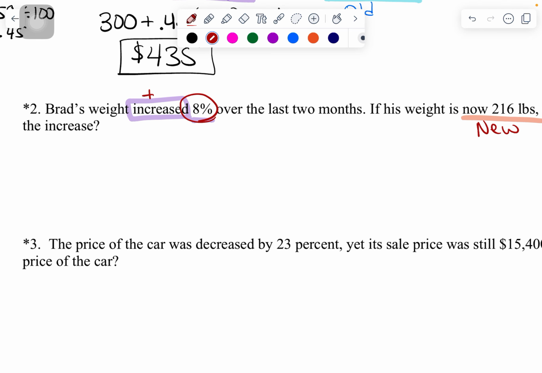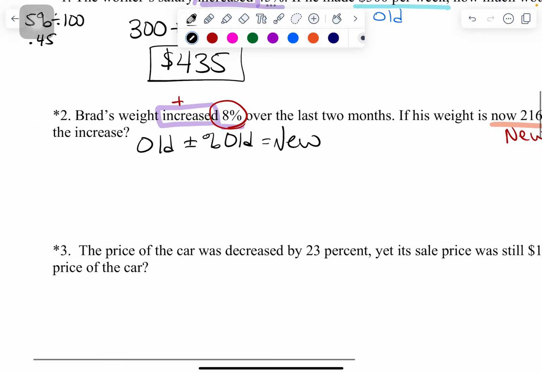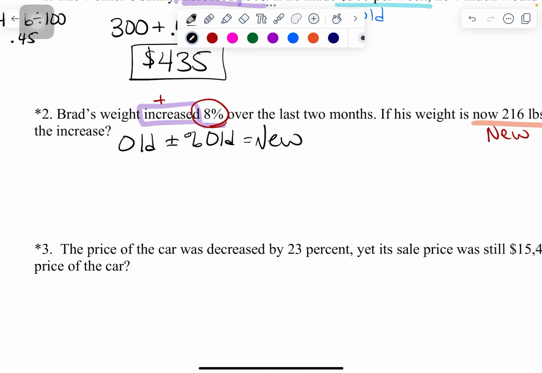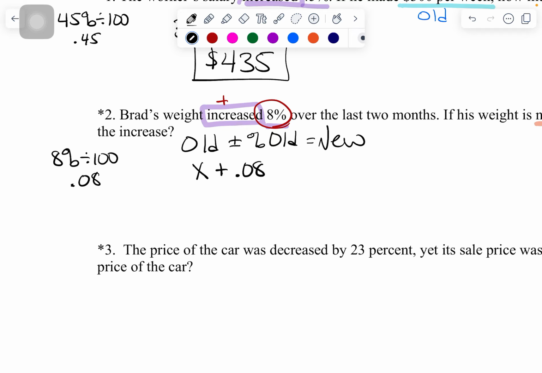Okay, so if we set this up, remember it's old plus or minus percent times old equals new. Okay, so old, I don't know what that is. I'm going to go ahead and use X here because I don't want to use O, because O's to me look like zeros and then I get really confused. Increased, so plus, percent is going to be 0.08. Again, 8% divided by 100 is 0.08. Please, for the love of all that is good, do not think that it's 0.8. That's an 80% increase, and 8% versus 80% is a huge difference.